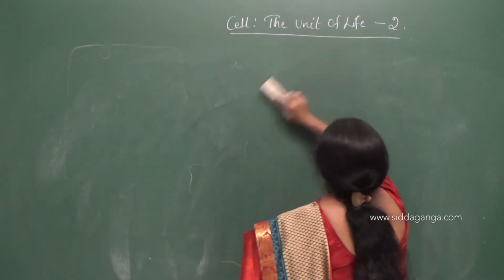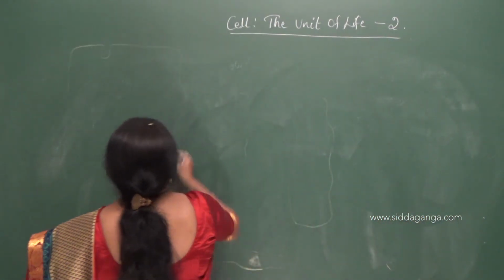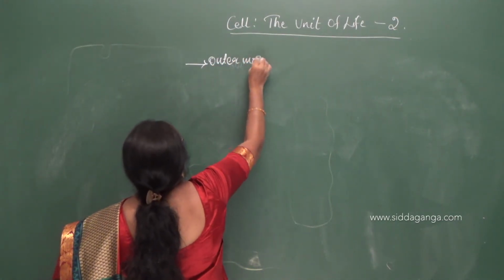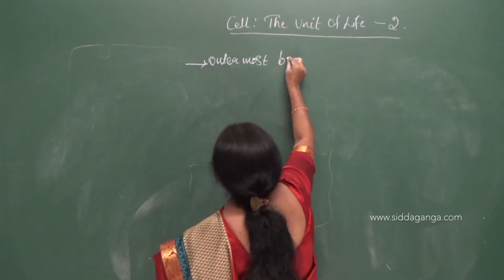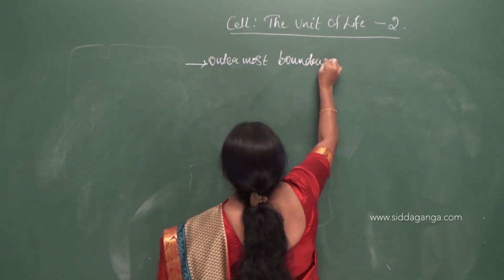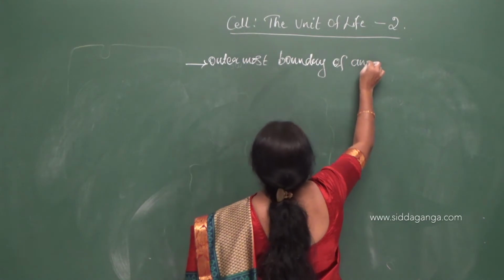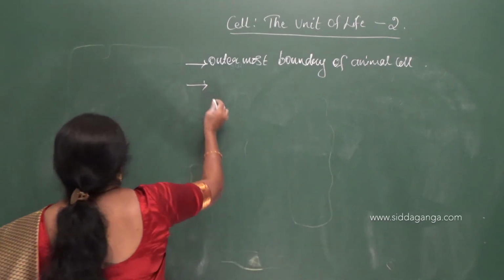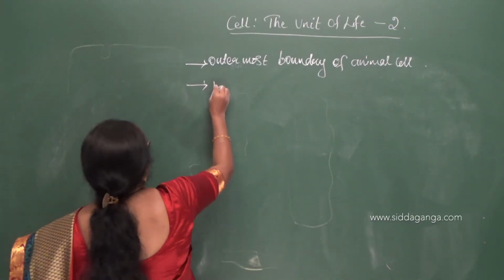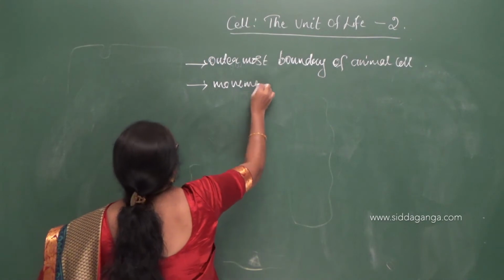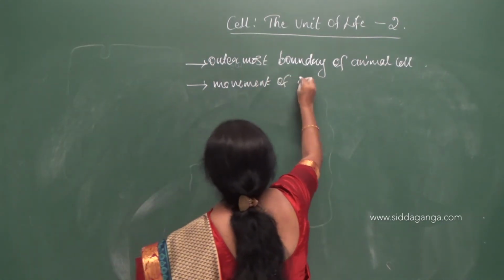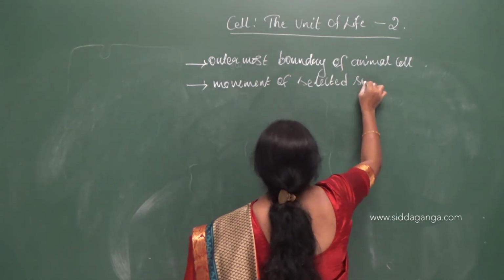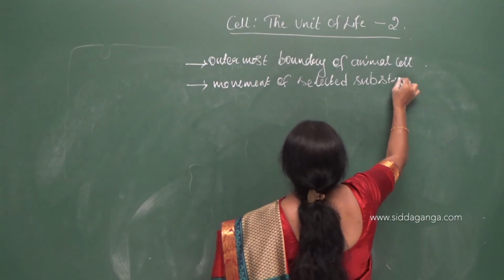The very first point I would like to write is, it forms the outermost boundary of the animal cell. Since they are selectively permeable, they help in movement of selected substances into the cell and out of the cell.